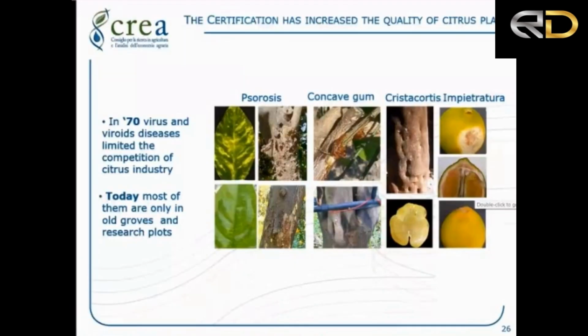The certification has increased the quality of citrus plants, and citrus viral diseases, which were quite diffused in the 1970s, have now completely disappeared. These diseases are psorosis, concave gum, cristacortis, and impietratura. These are very difficult to see in open field, and most of them are present only in old groves or in research plots.